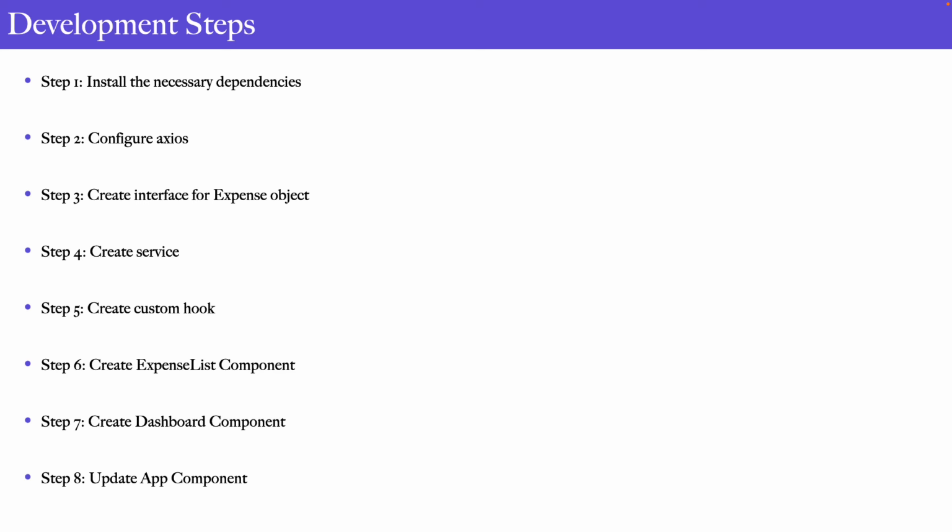Sixth step is to create a reusable expense list component. Seventh step is to create a dashboard component to render the expense list. And the last and final step is to update the app component to render the dashboard component. Now let's discuss these steps one by one in detail.